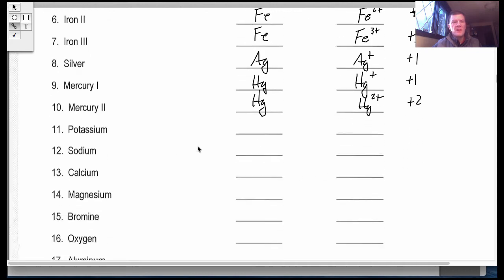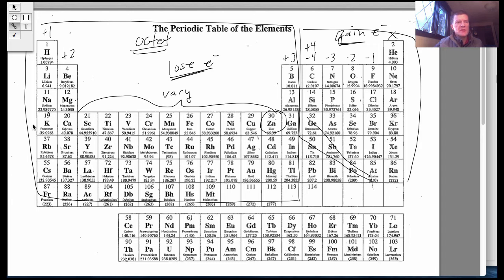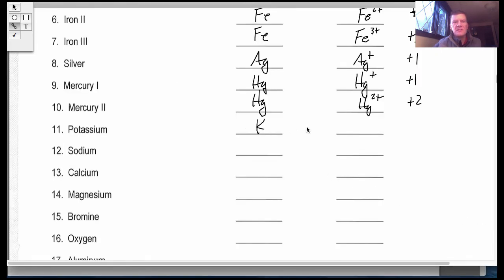Okay. Potassium, again, all you have to do is look at the periodic table. You'll see that potassium is in group 1. Really simple. So potassium likes to lose that outer electron and become a +1 ion. Sodium, same thing with sodium. Calcium is in group 2. Magnesium is in group 2.